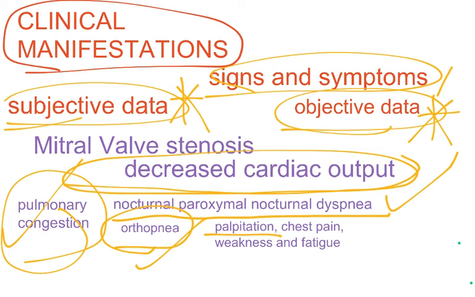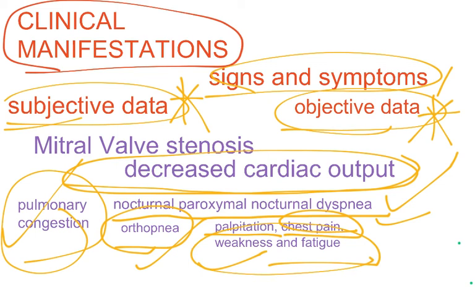These patients now have palpitations, right? They feel like their heart is racing. They have chest pain, okay? Weakness and fatigue. And we know the weakness and fatigue is because of the decreased cardiac output. Now, so you see how all these clinical manifestations are put together.